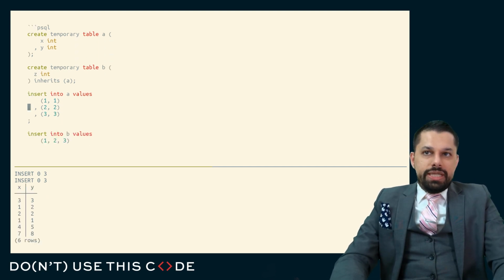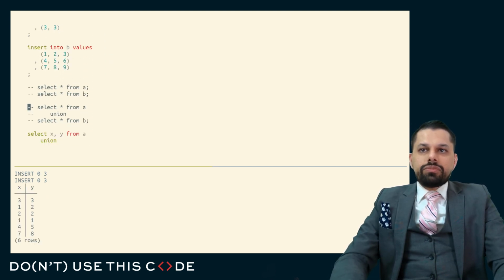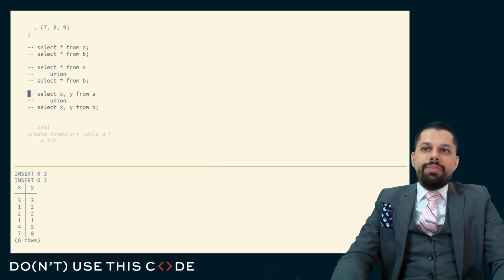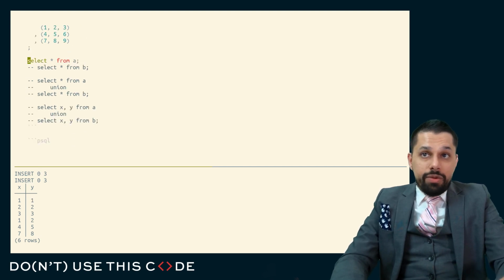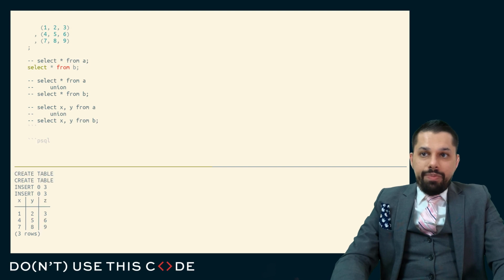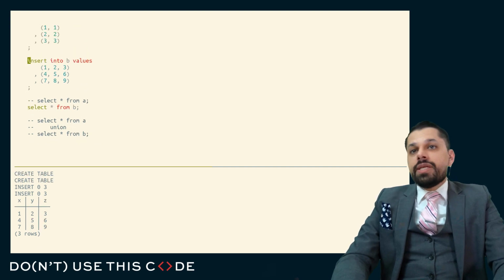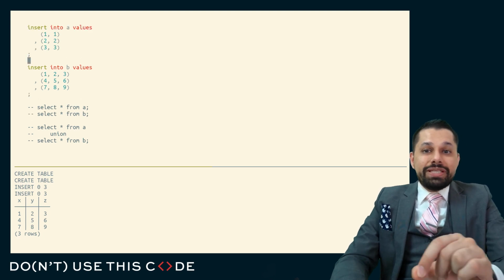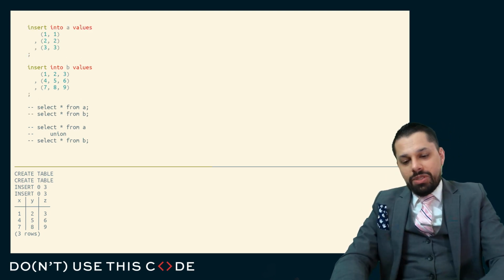Because if I insert data into table A and I take a look at what's in table A, it's the original data from table A. If I look at what's in table B, it's the original data that's in table B. This doesn't affect the data. It only allows me to specify that one table's layout is based on another table's layout.